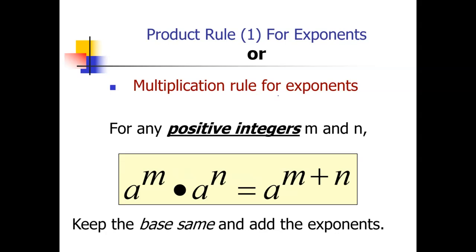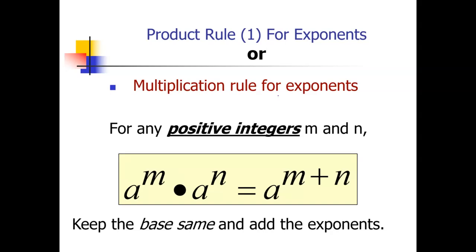So the two things that you need to keep in mind in order to use the product rule: first of all, you need to make sure that you're multiplying. You're not adding, subtracting, or dividing in this case. You have to have a multiplication sign. The second thing is that you need to make sure the base is the same. In this case, my base is a and a. If those two things are checked, then you will keep your base a and you will just add the exponents m plus n.